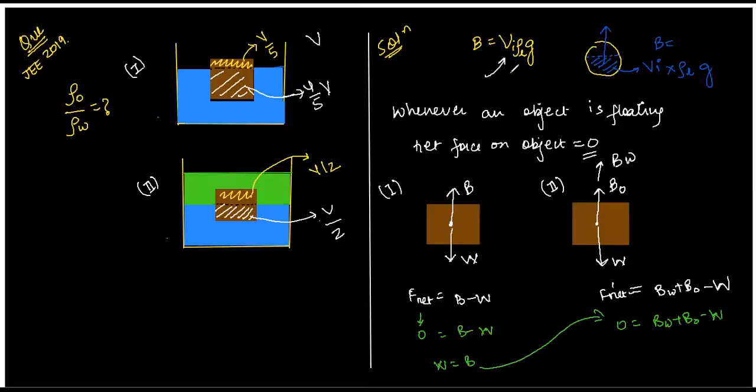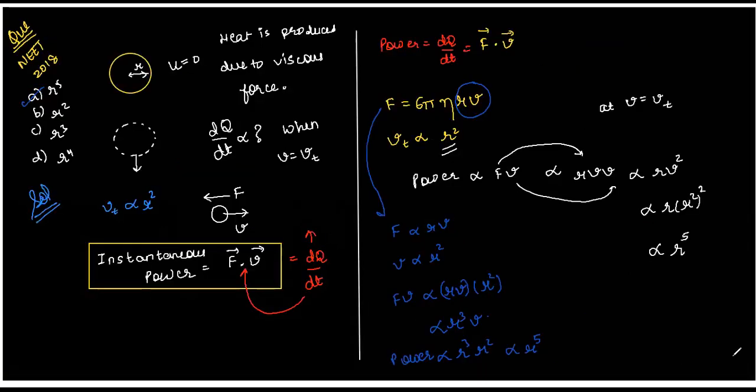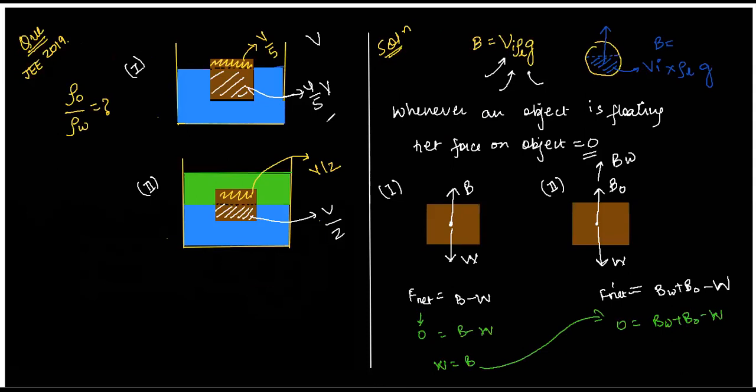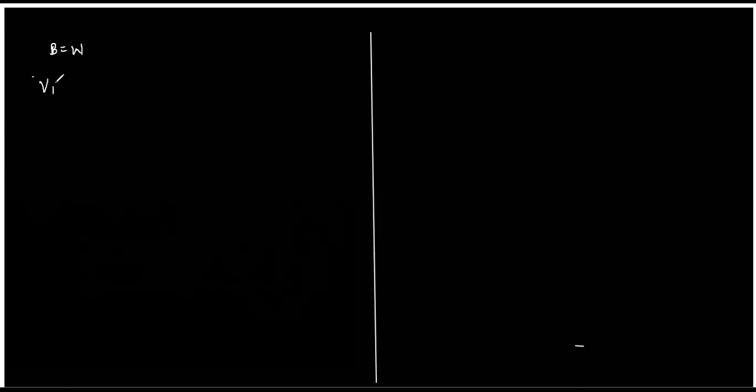Therefore, we have the buoyancy initially is equal to W. What would buoyancy be equal to? We had learned that buoyancy is immersed volume into density of liquid times G. Let's substitute that expression. What is the immersed volume initially? It is 4 by 5 V. So the expression is immersed volume into density of liquid into G, and weight is of course total volume into density of solid into G, correct?